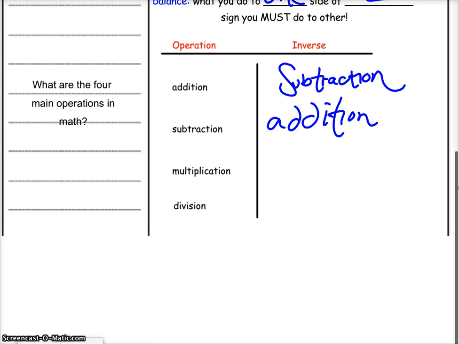Multiplication. To get rid of multiplication, what would you do? Divide. Yep, division. And to get rid of division, you would use multiplication, which is the inverse.